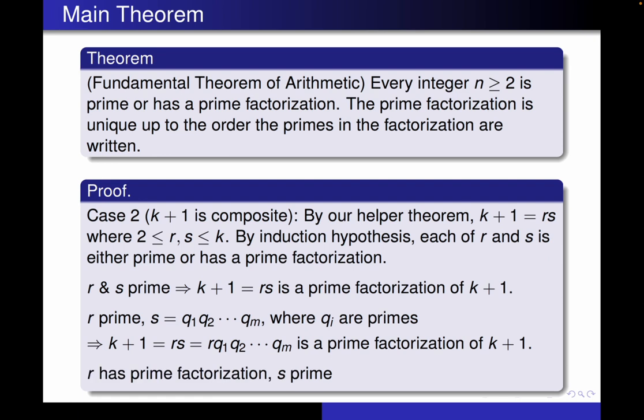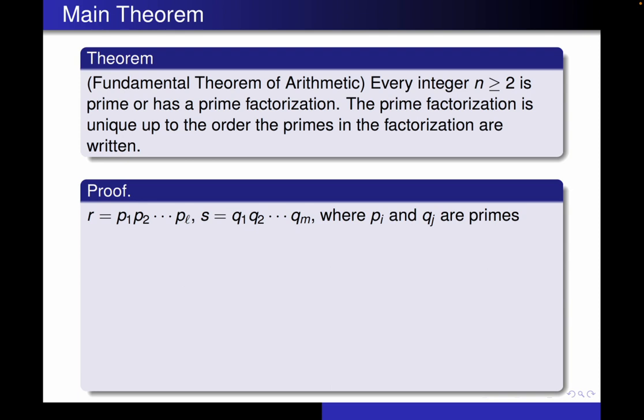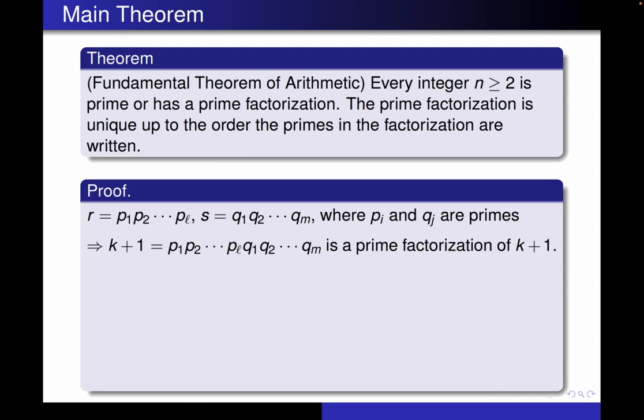Another possibility is r has a prime factorization, s is prime. That's going to work exactly the same way, except you're going to have the prime factorization times s, which gives you a prime factorization of k plus 1. And then finally, the most complicated one is when r has a prime factorization and s has a prime factorization. So we're writing r equal p1 times p2 all the way up to pl, where all the p's are primes. s is equal to q1 times q2 all the way up to qm, where all the q's are primes. Well, k plus 1 is equal to r times s, and that's just multiplying the two prime factorizations together. We get a prime factorization of k plus 1.